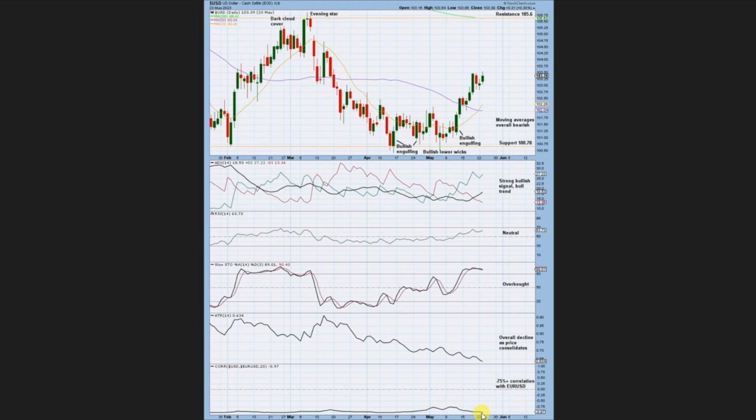Overall, I believe the technicals support the bullish Elliott wave outlook for the short term and the bearish for the long term. That's all for me.